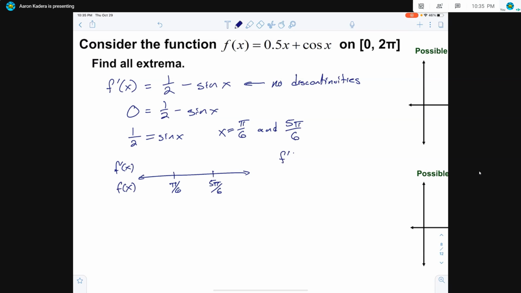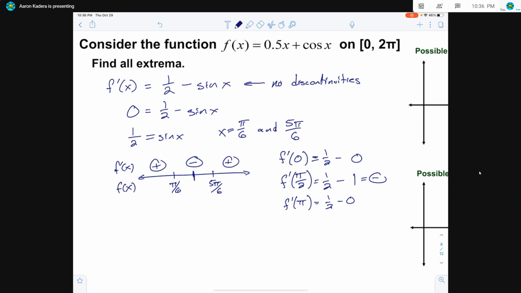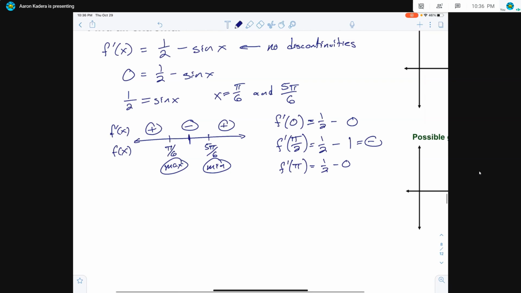So let's talk about f prime of something less than pi over 6. Zero would work nicely. That would be 1/2 minus sine of 0, which would be 1/2, so that would be positive. Choose something on the interval between pi over 6 and 5 pi over 6. Let's choose pi over 2. So f prime of pi over 2 is 1/2 minus sine of pi over 2, which is 1, so that is negative. So we're alternating positive and negative here. I imagine we'll do the same thing here. And then something beyond 5 pi over 6, let's just do pi right there. 1/2 minus sine of pi is 1/2, so that's positive. Okay, so it looks like we have a max at pi over 6, and we have a minimum at 5 pi over 6. We also have to check the endpoints.